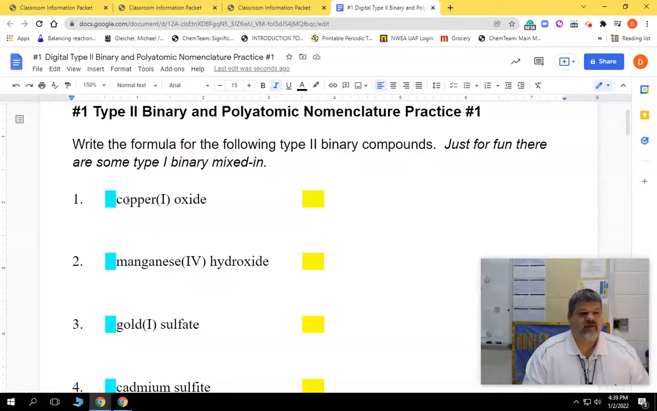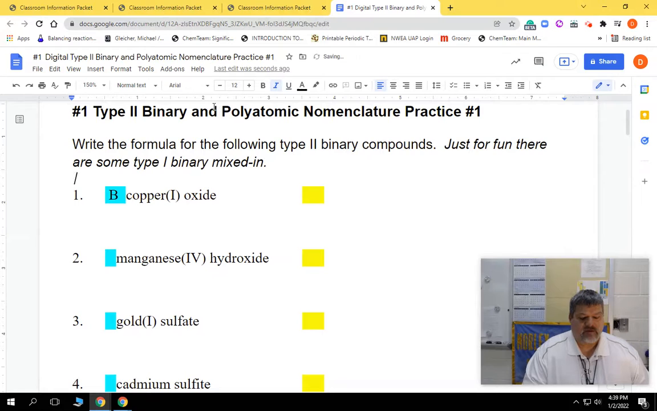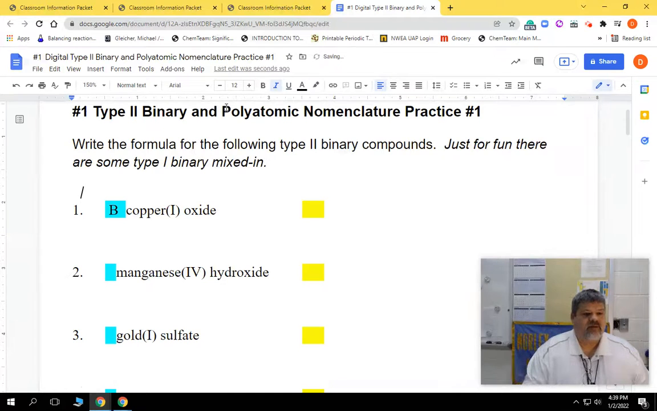The first thing we have to do is determine whether or not it's binary or polyatomic. Well, it ends in -ide, that's going to be oxide, so that means that it is going to be a binary. So we're just going to go ahead and put our charges in here. And we know that the charge for copper is whatever the Roman numeral number is. So that's going to be a 1, and we know that that's going to be a plus 1.